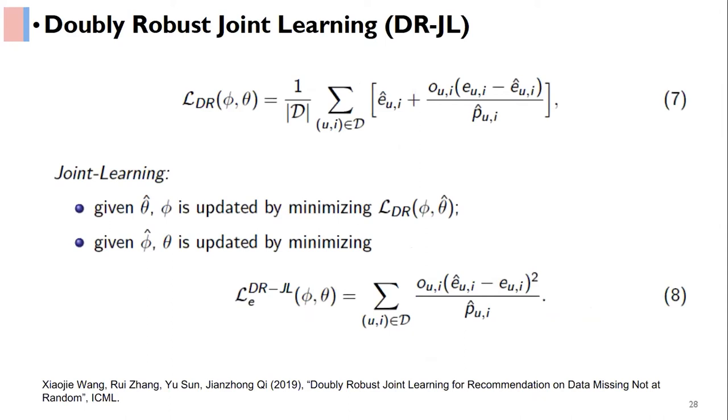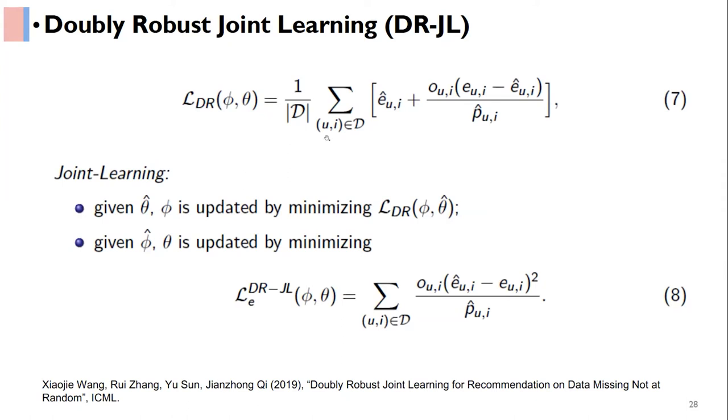The last basic method is doubly robust joint learning called DRJL, which is given in equation 7. The DR estimator is constructed by combining both EIB and IPS methods. IPS focuses on the relationship between the feature X_ui and the treatment O_ui, but pays no heed to the relationship between feature X_ui and the outcome R_ui, while EIB is just the opposite. In contrast, DR focuses on both of them.